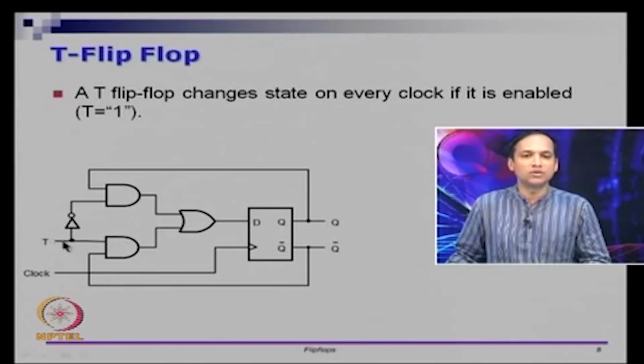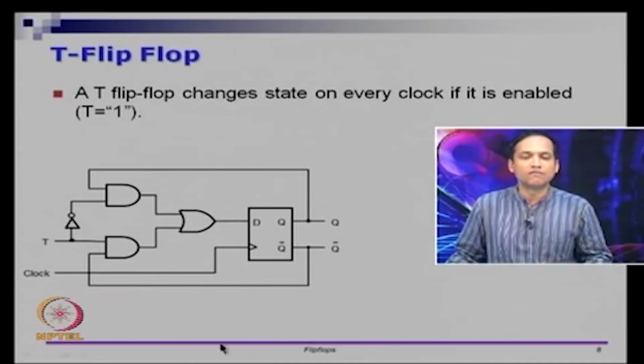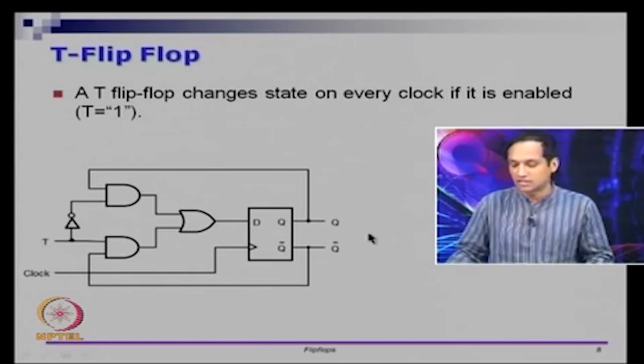However, if T is 0, then this is 1, so you have 1 and Q that goes as Q, and you have 0 and Q bar that goes as 0. So you have Q or 0, that is Q. So the D input is Q, which is the previous state of the flip flop itself. So the previous value was also Q, right. So when the flip flop's rising edge clock comes in, it takes the same value and copies it back to Q. So in that case, when T is 1, right, the circuit toggles the value. If T is 0, the circuit does not toggle.